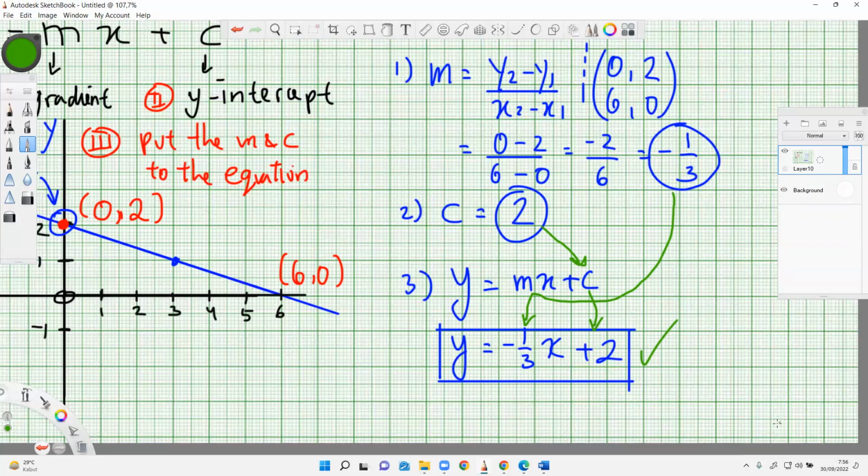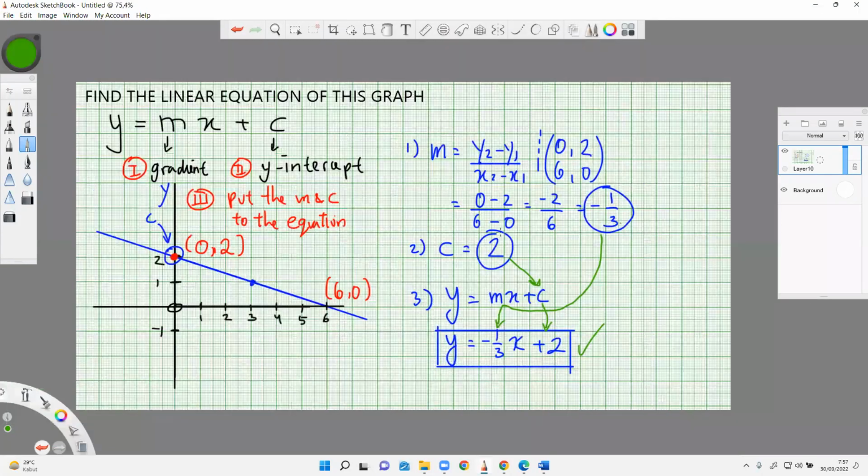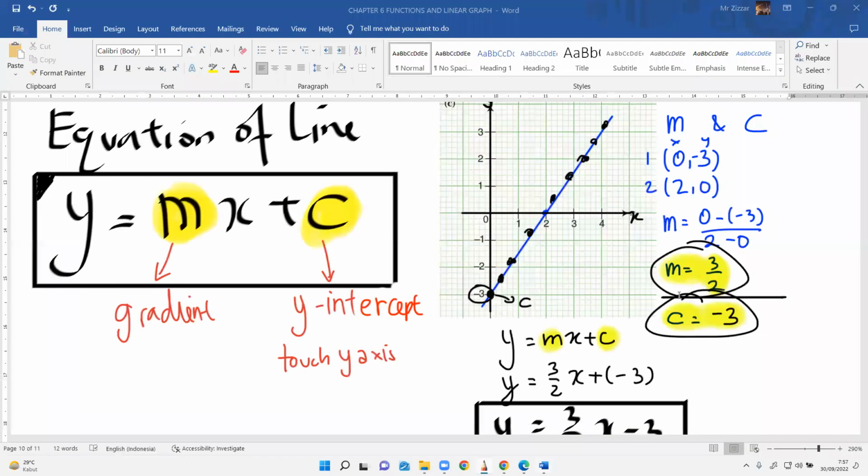It's only for this as a final answer. Okay, this is the line equation. Okay, I will put this. You may write it down again.